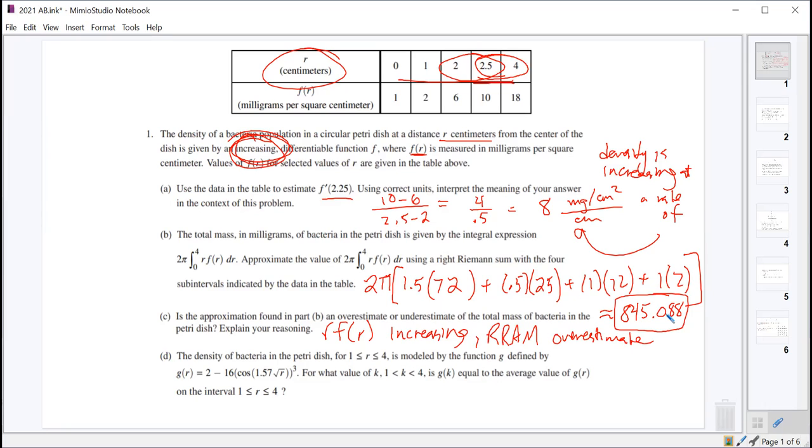Everybody go with that? Remember that for an increasing function, the right is an overestimate, the left is an underestimate. You can always draw it out if you need to. Clearly, those are going to go over.